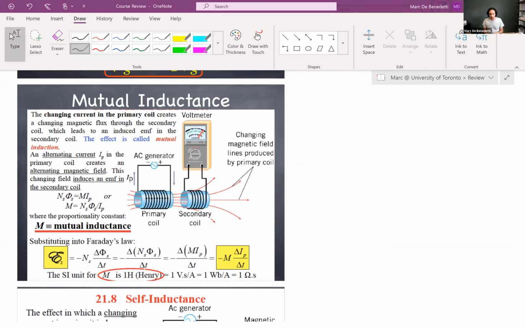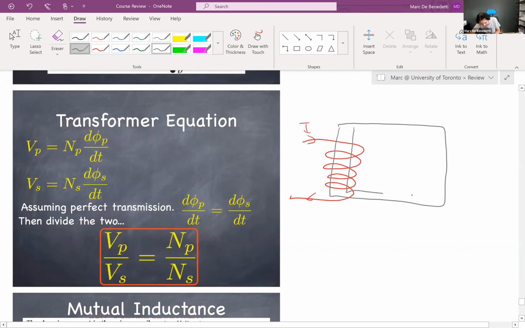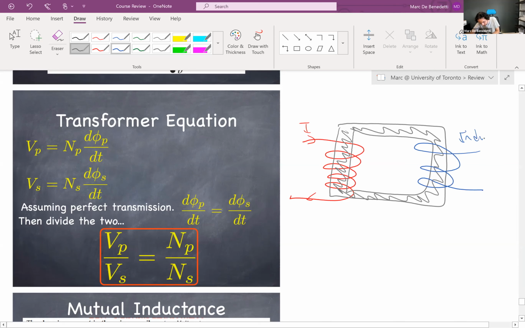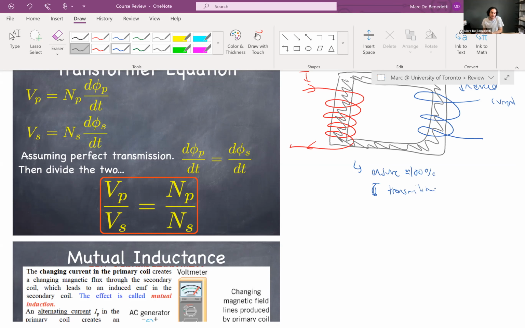Then the very last thing we talked about was mutual inductance. Again, this is using Faraday's law and the same premise as transformers. Just remember, with a transformer, we had a primary coil that had a current in it, a solid iron core, and then a secondary coil that has an induced current. The purpose of this iron core was to ensure 100% or close to 100% flux transmission, so that whatever changing flux the primary causes is felt perfectly by the secondary.